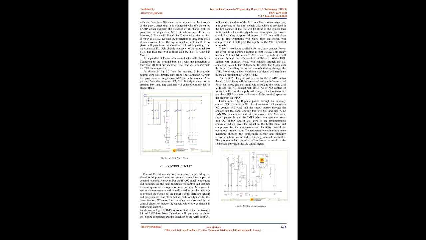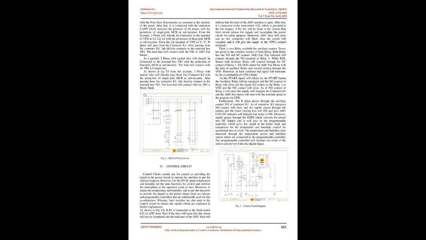6. Control circuit. Control circuit is mainly used for controlling or providing the signal to the power circuit to operate the machine as per the demand required. For the HVAC panel, temperature and humidity are the main functions to control and stabilize the atmosphere of the operation room or area. Moreover, to sense the temperature and humidity and, as per the measurements, provide signals to the power circuit, there are sensors and programmable controllers additionally used for this coordination. Whereas limit switches are also used in the control circuit to release the signals, which are explained in further explanations.